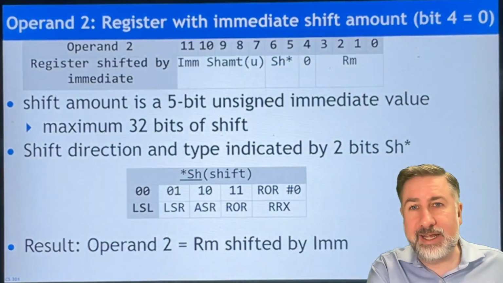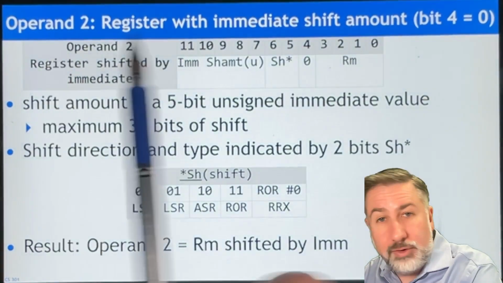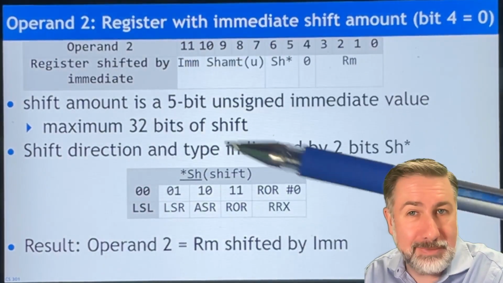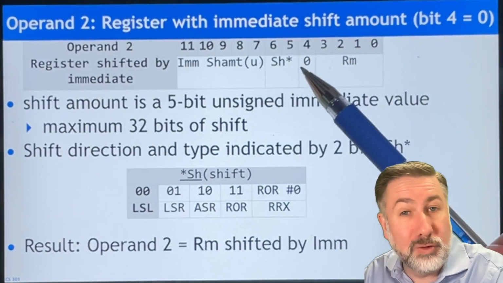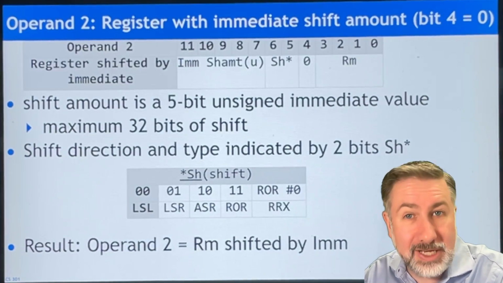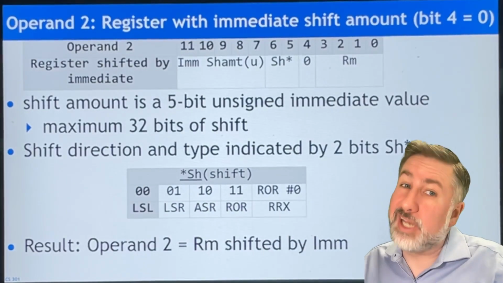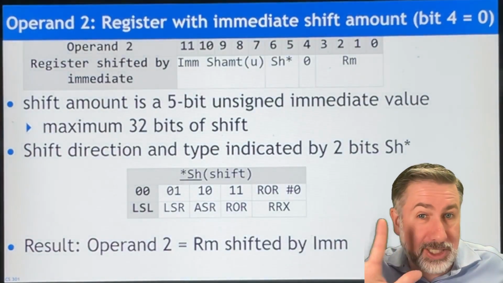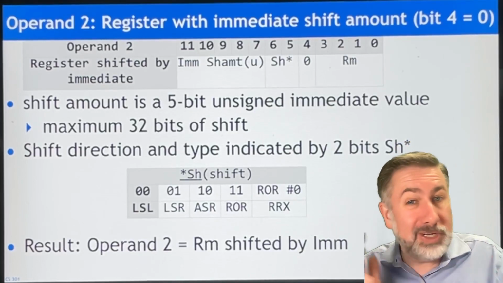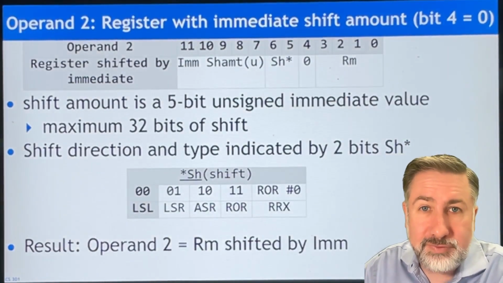So let's dig into that. In this case here, we have the second option, which is a register shifted by an immediate amount. Okay? If bit 4 is 0, that means that we are shifting the register by an immediate amount. We have to specify 5 bits for the immediate shift. It's an unsigned number, and it's 5 bits because we have to specify any shift between 0 and 31, because it's a 32-bit number, and we could shift any amount within that 32-bit number. So 5 bits for an immediate shift.